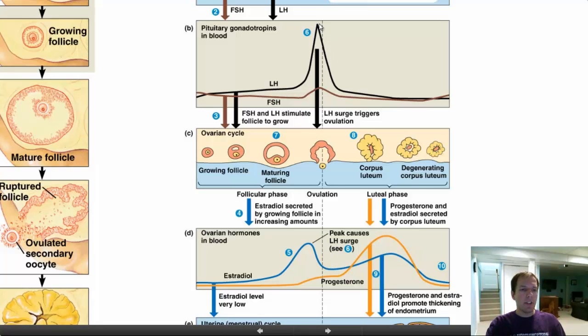Now, once ovulation occurs, then LH amounts are going to crash. Follicle stimulating hormone never gets too high, but it is going to again decrease in amount after ovulation, and that's going to be due to some negative feedback.